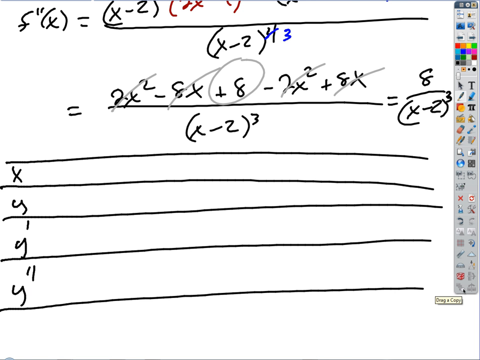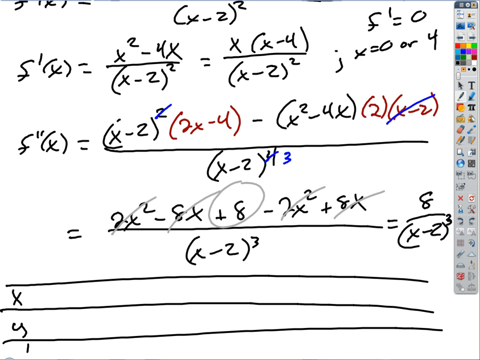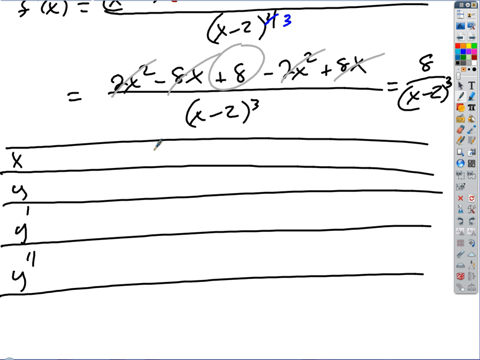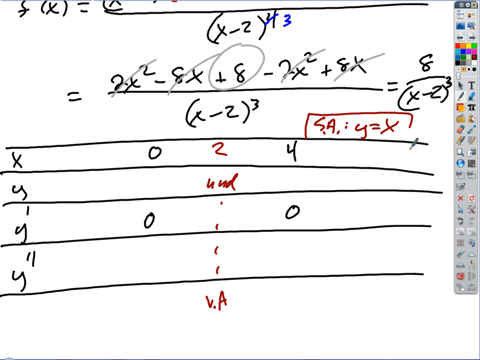So what do we have? Critical numbers at 0 and 4? Yes. Okay. 0, 4. And we had a vertical asymptote at 2, is that right? Yes. And we had a slant asymptote at, and that's hard to put on the table. I think you just have to write it up there. SA at. And okay, so all we need is the second derivative test and we're done, right? Correct, yes.